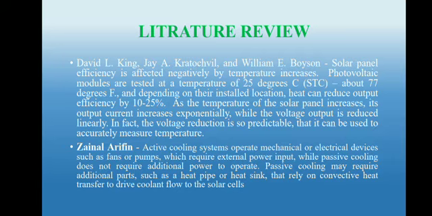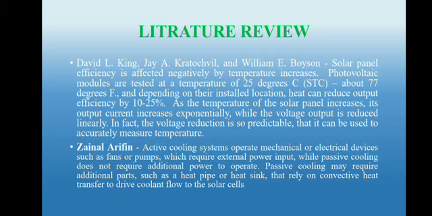Literature review. According to David L. King and William E. Boyson, the efficiency of the solar panel is optimum at a temperature of 25 degrees Celsius in normal ambient conditions. If the panel's temperature increases beyond 25 degrees Celsius, it will affect the output voltage and gradually decrease the efficiency. Another review is by Zainal Arifin.